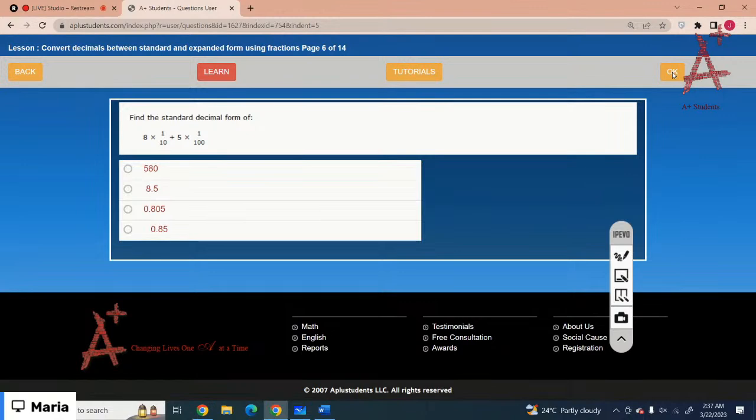Okay, the next one is find the standard decimal form of 8 times 1 over 10 plus 5 times 1 over 100. So which is the correct option? 1 over 10 means 8 is at the tenths position. Got it? And 1 over 100 means hundredths position. So it would be 0.85. That would be the last option. So the correct option is option number 4. It is 0.85.